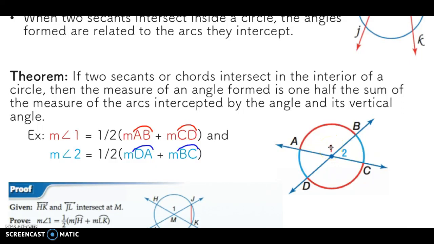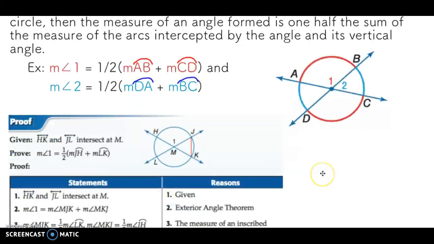So anytime you have chords intersect in the interior of a circle, for example here, the measure of angle 1 is going to be equal to half the sum of the measure of arc AB plus the measure of arc DC. And the same here with angle 2. The measure of angle 2 is going to be equal to half the sum of arc BC and arc AD. No matter where it intersects, as long as it intersects on the interior of a circle, this will be true.